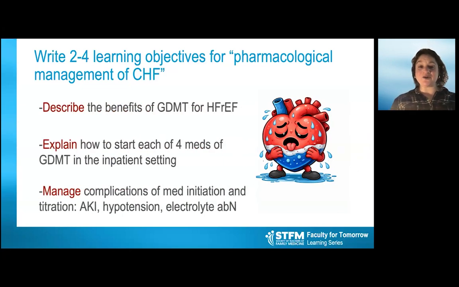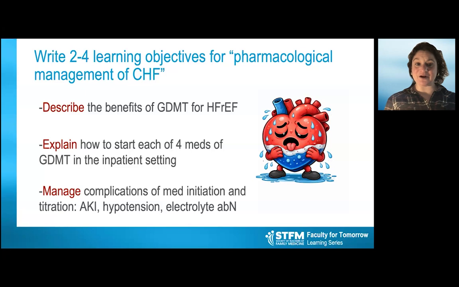So maybe the goals are to describe the benefits of goal-directed medical therapy for the treatment of heart failure with reduced EF. Maybe it's to explain how to start each of the 4 medications in the inpatient setting, or manage complications of these medications and titration, specifically around AKI, hypotension, electrolyte abnormalities. So this would be a very concrete, very focused presentation around these medications and what our goals are.